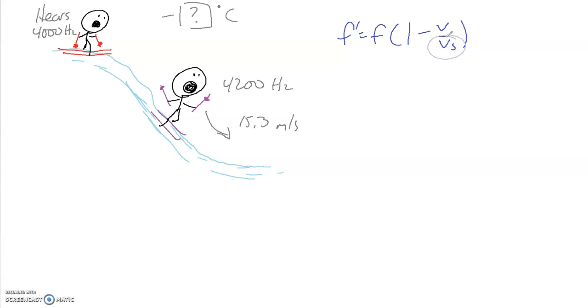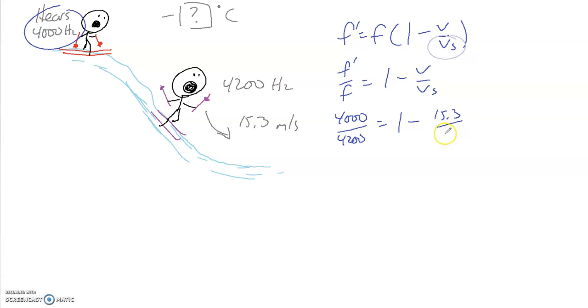We got everything else. So, basic algebra, you'd want to divide out the frequencies, 1 minus V over Vs. You'd want to subtract 1 and all that kind of stuff. But let's put the values here for a little bit. So frequency primed, of course, the primed one is the one you actually hear. So that's 4,000 divided by the source, which is 4,200, is going to equal 1 minus V, which is 15.3, divided by the speed of sound. And of course, the speed of sound is what we're looking for.